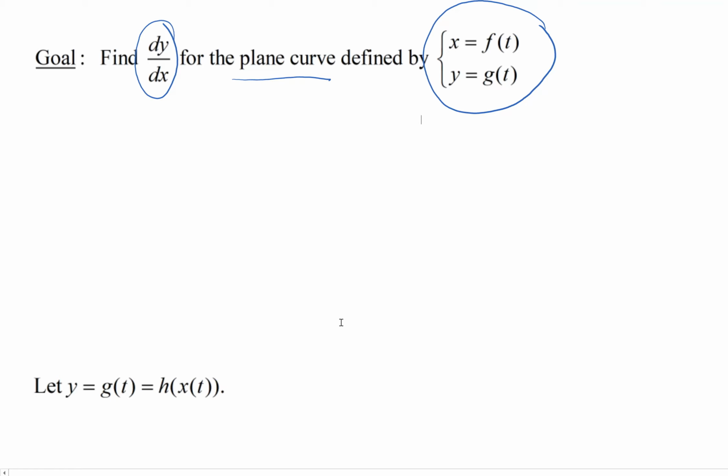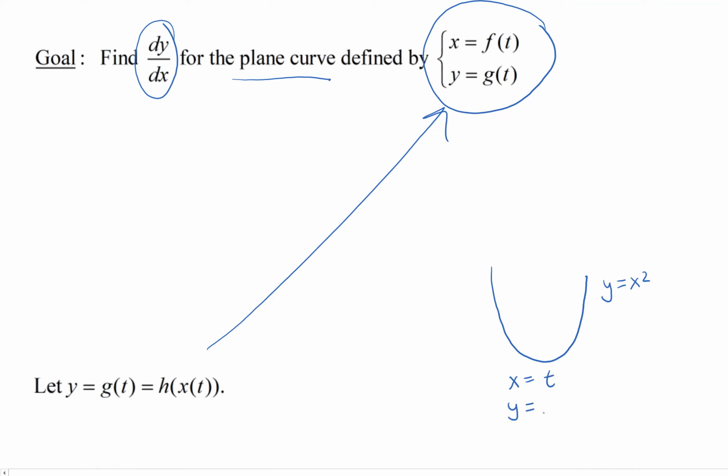Now here's the thing. When we have parametric curves, parametric equations like we have right here, x is f of t and y is g of t, well, there's always some relationship between x and y, if you will. You know, if we wanted to, we could just draw the graph of y is x squared, for instance. And if we did that, think of this. x could just be t, and y could just be t squared. But since x is t, then y is actually x squared.